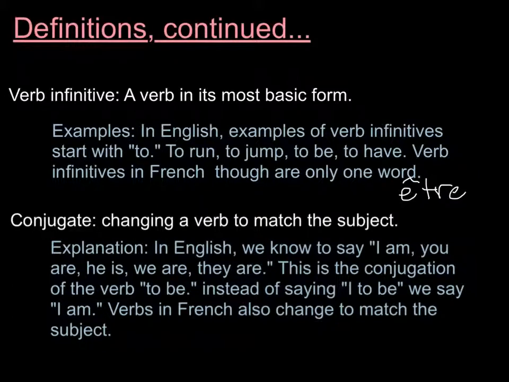Instead of saying I to be, we say I am. We conjugate to be to match the subject I am. Verbs in French also change to match the subject. So we're going to see how they do that in French.